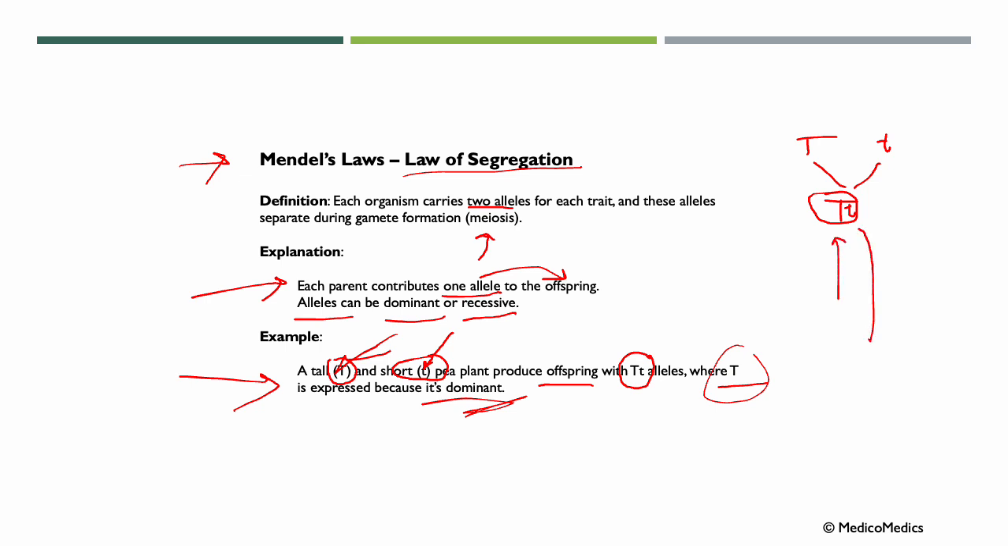But the recessive t, the little one, is still present and can appear in later generations if the offspring receives another of these small t's, which would make it tt. And that would then be a short plant.